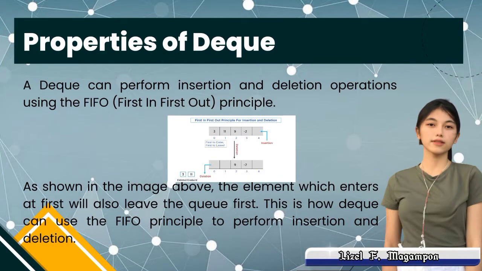A Deque can perform insertion and deletion operations using the FIFO, first in, first out principle. As Deque can operate on both ends, you can extract queue properties by limiting insertion at the front node and removal at the rear node. Doing this will allow Deque to act as a linear queue. As shown in the image above, the element which enters first will also leave the queue first. This is how Deque can use the FIFO principle to perform insertion and deletion.